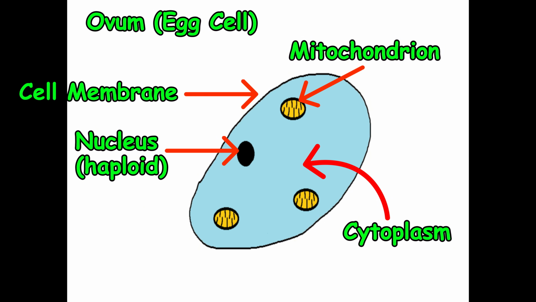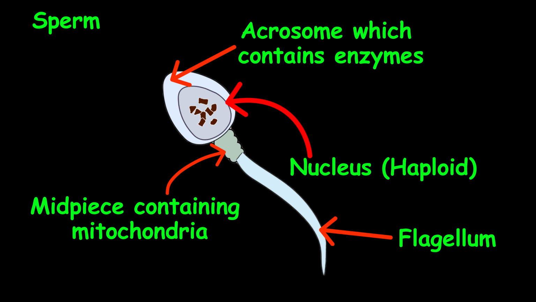You have the cell membrane, which controls what enters or exits the cell. We have the mitochondria that releases energy through respiration. And finally, we have the cytoplasm, the watery part of the cell, which is the site of all chemical reactions and cell activity. Now we move on to the sperm cell.